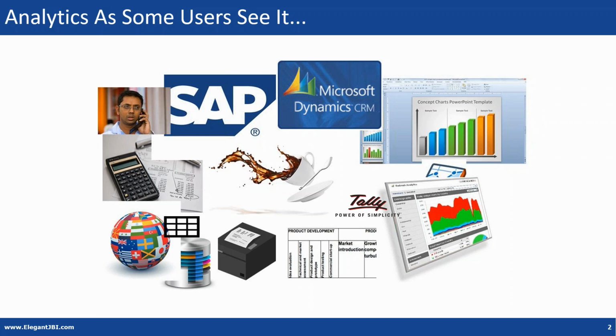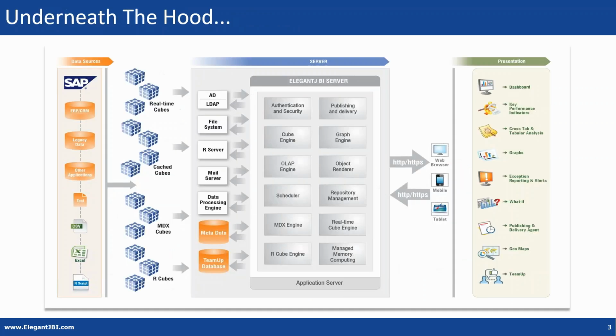So this is a quick slide which shows how difficult it usually is to get data from different sources. You have multiple data sources like SAP, Microsoft Dynamics, and Tally. ElegantJ BI offers connectors which will allow you to connect to any of these databases, including CSV, and from there you can build your own aggregated data cube which can be used for analytics. So this is the broad structure of how it would work.